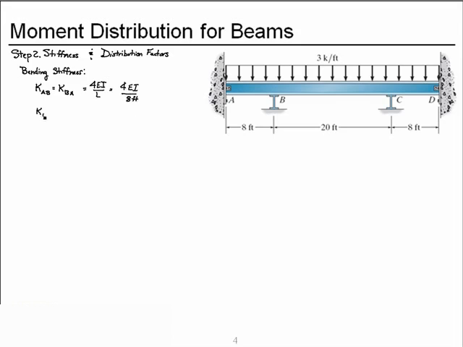Then the middle member, member BC. Again, it's 4EI. This time the length is 20 feet. And the last element, or member, of this indeterminate beam, member CD, we have 4EI, and its length is 8 feet. Now the distribution factors.